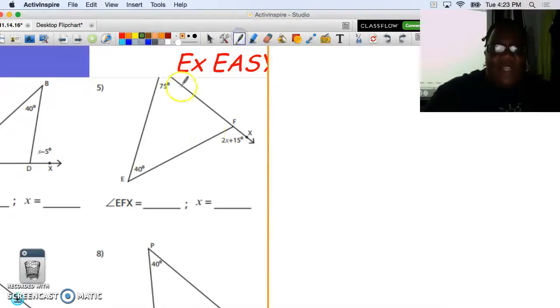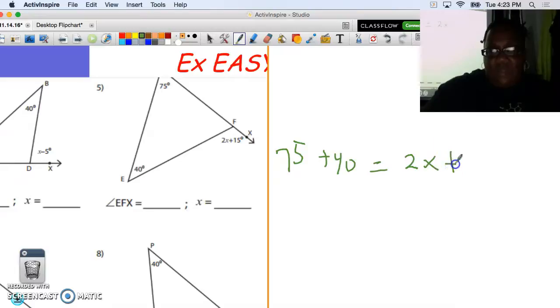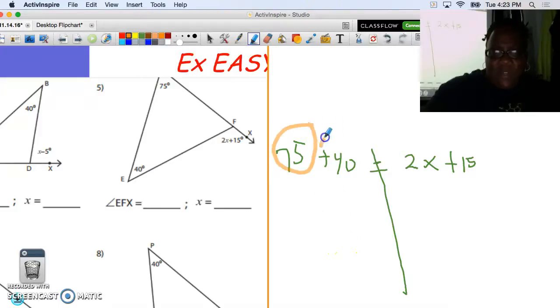So number 5, again, for exterior angles. The equation is this interior plus this interior equals that exterior. So 75, this interior, plus this interior, plus 40 equals that exterior, 2x plus 15. Okay. I can see I can combine these two, 75 plus 40. So if we do 75 plus 40, we will get 115?